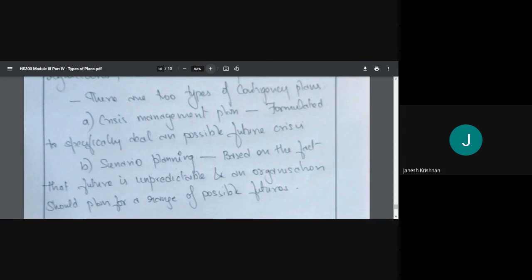Then scenario planning, it's what we said. Like you guys going for a tour, right? Scenario planning is based on the fact that the future is unpredictable, and the organization should plan for a range of possible futures. Okay? Because your parents don't know where you are going to be, how you're going to be. So there's a risk there, unpredictability there. They're giving extra money.